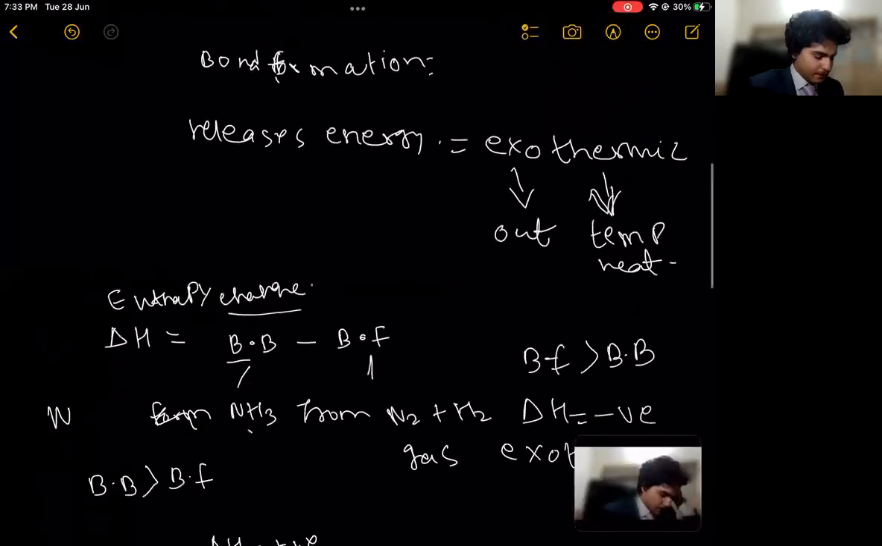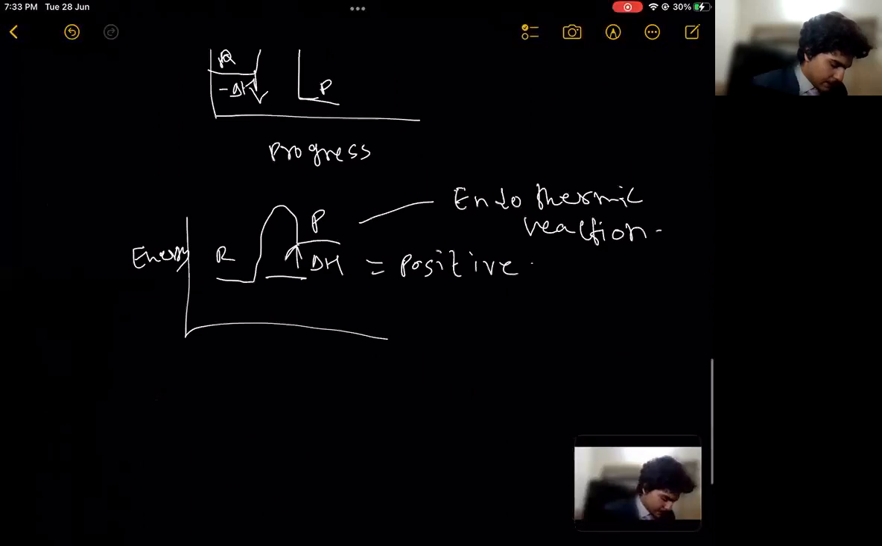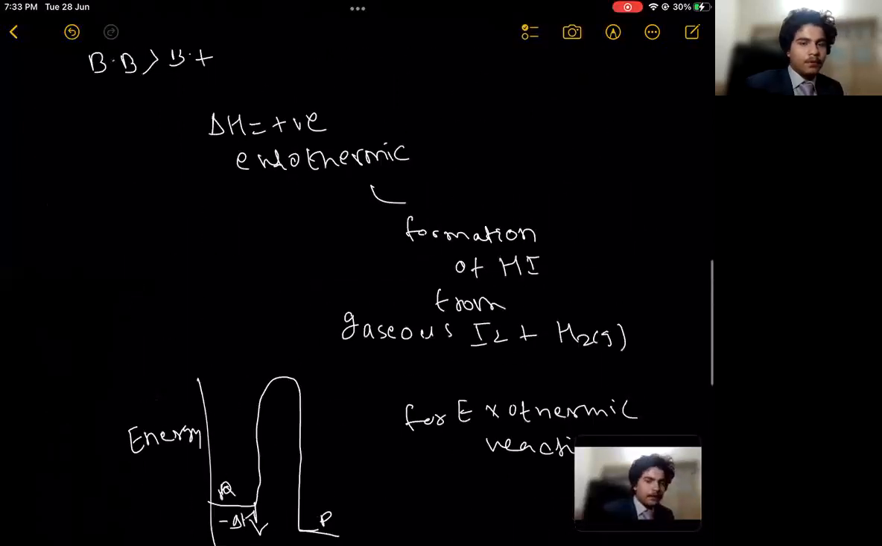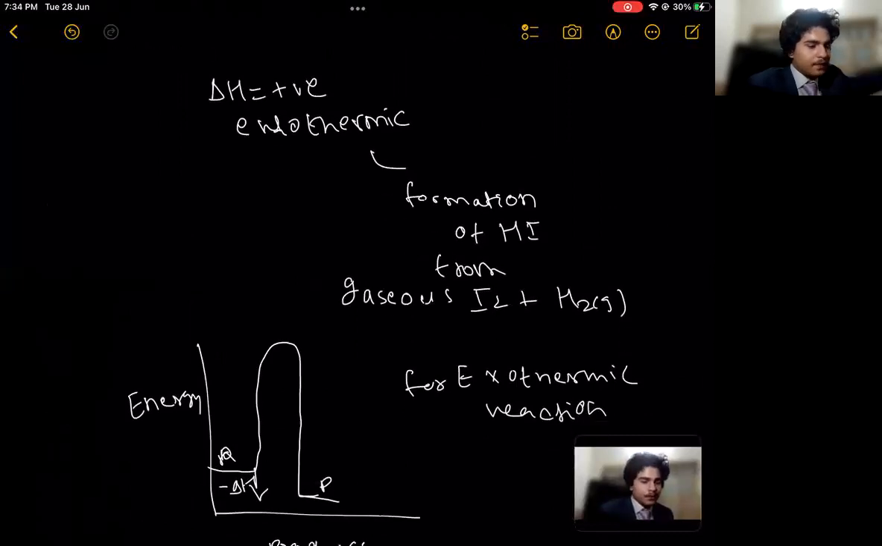So what have we learned in this topic so far? We've learned that bond formation is exothermic, it releases heat, and bond breaking is endothermic, it absorbs heat. When the bonds broken are stronger than the bonds formed, the net enthalpy change is positive and the reaction is endothermic. If the bonds formed are stronger than the bonds broken, then you can say that the reaction is exothermic.